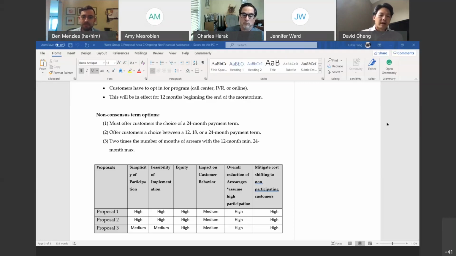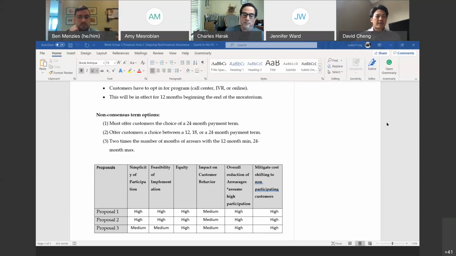But what option 3 has in terms of advantages is that, given the utilities' data that shows longer term payment plans generally have lower payoff percentages, the cost shift to non-participating customers is probably going to be lower for option 3 compared to the other options. And so the criteria chart does not do a good job of showing that trade-off. So I wanted to make sure that I highlight that.